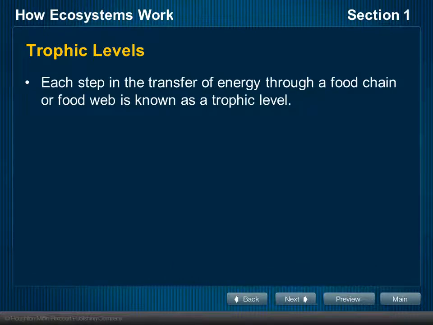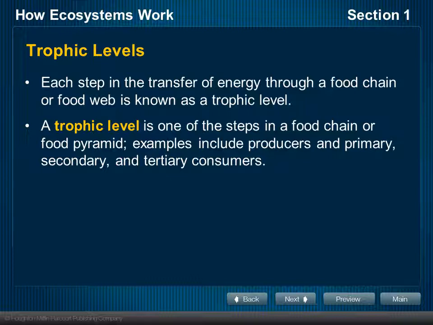That takes us to a discussion of trying to understand trophic levels. Trophic levels specifically look at the energy. Every time you move a step within a food web or a food chain, there is a transfer of energy, and that is known as a trophic level. Okay? A trophic level is one of the steps in a food chain or a food pyramid. Producers, primary, secondary, and tertiary consumers are all levels, and each is going to be a specific level of energy, which is understood in ecology as a trophic level.